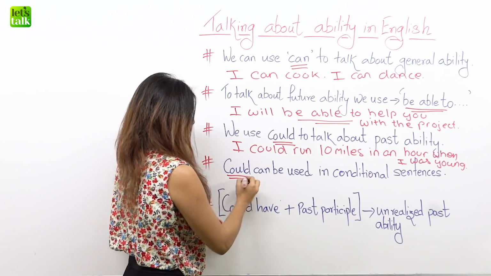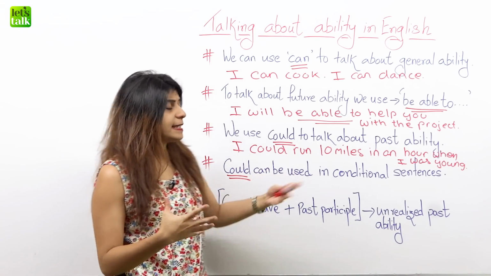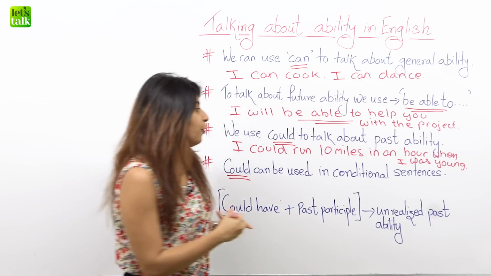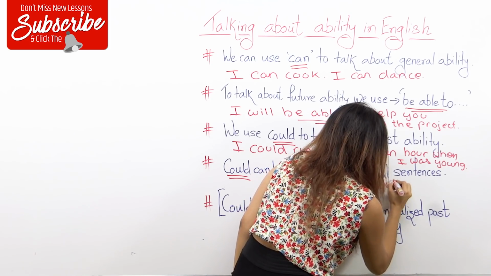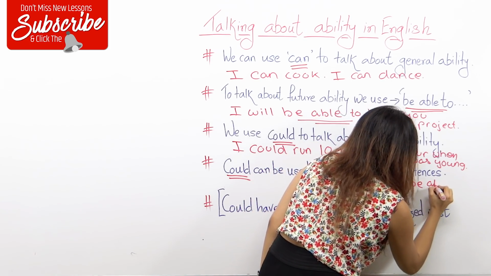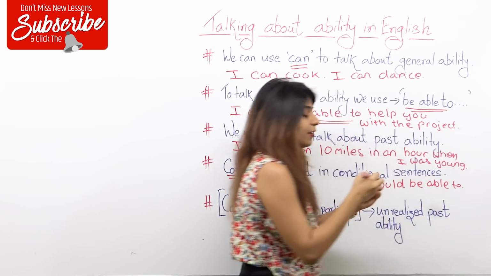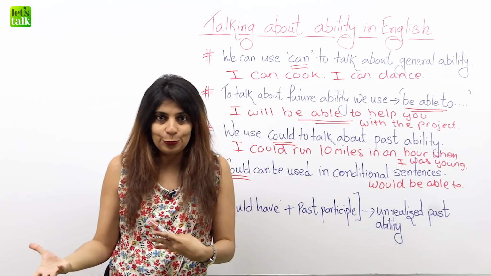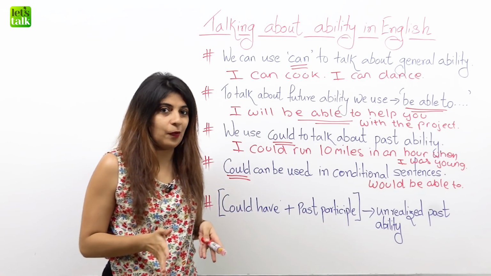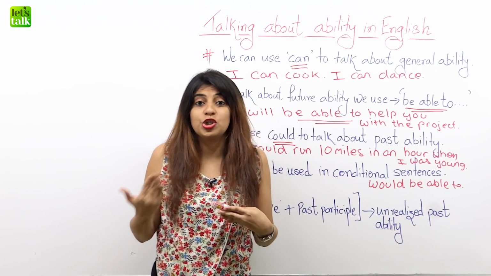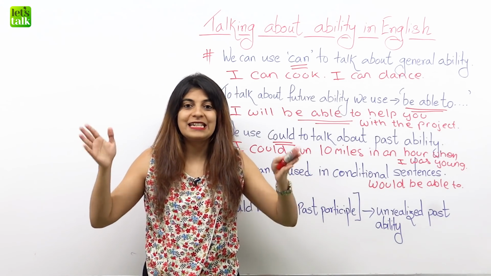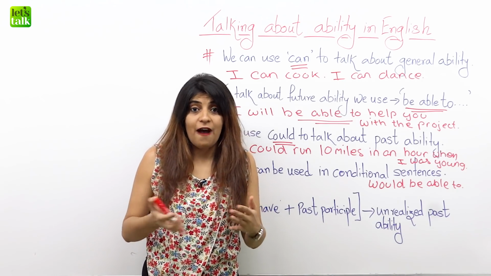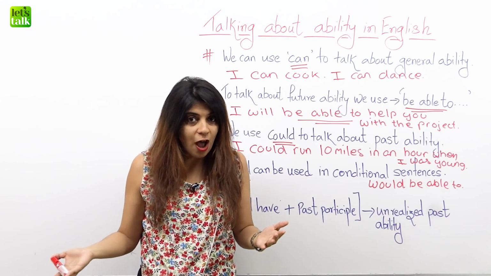could can be used in conditional sentences. Okay, now could can be used in conditional sentences. It means you're using the word could instead of would be able to. Okay, there are certain things that we can do, okay, we would be able to do if we do something. For example, I would be able to get a better job if I learn English. So this is in conditional sentence. So you can use the word could, okay? If I could learn English, I would get a better job, right?